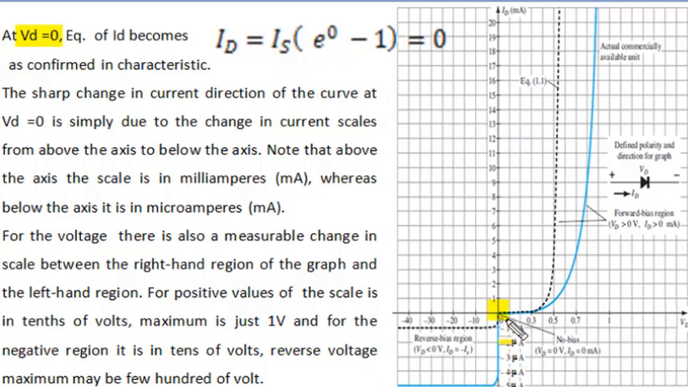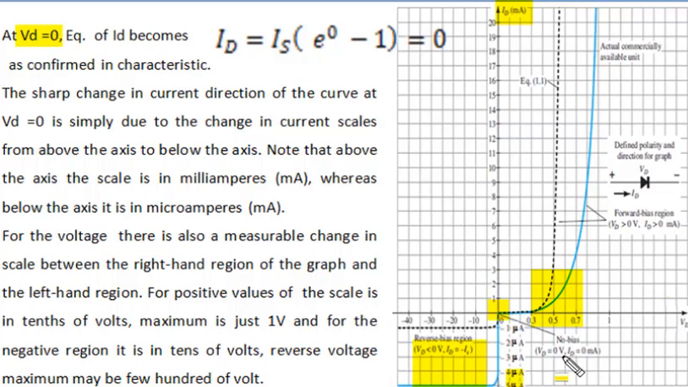But we see a very sharp change in the current in the forward bias region and in the reverse bias region also. This sharp change in current direction is simply due to the change in the current scales. As we can see, in the top axis the current is measured in milliamperes, and in the bottom axis it is measured in microamperes. A noticeable change can also be seen in the voltage scale, between the right hand region of the graph and the left hand region of the graph.